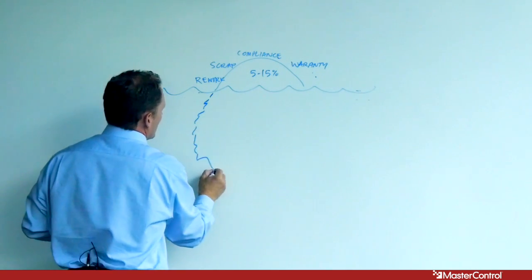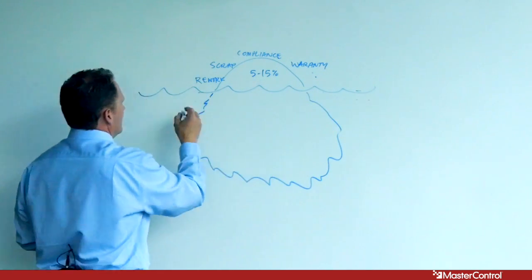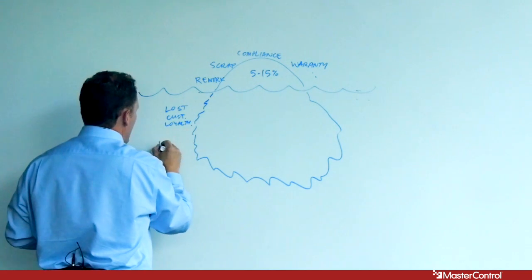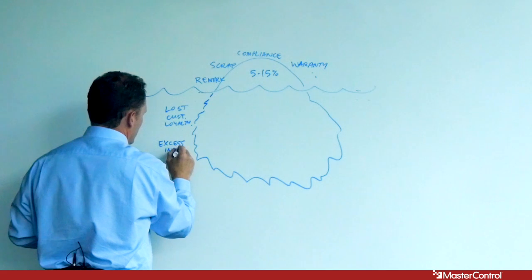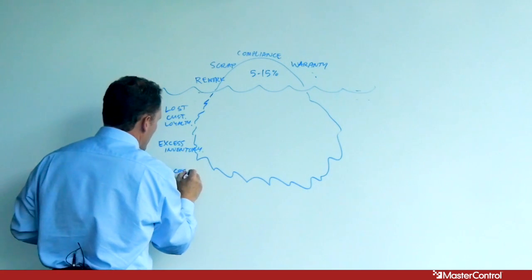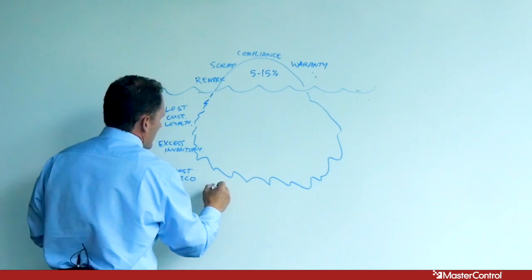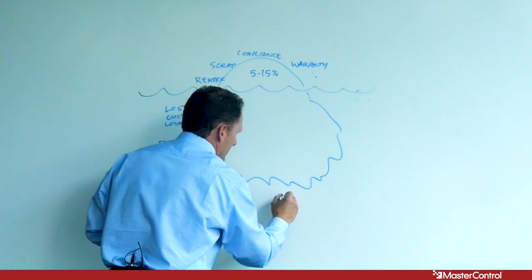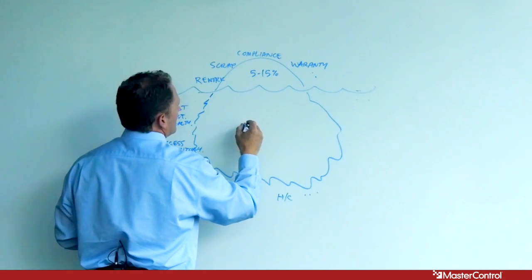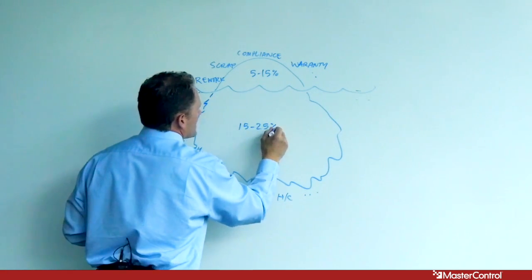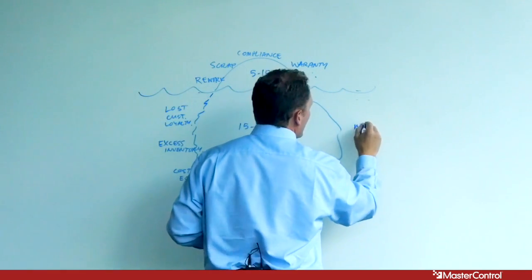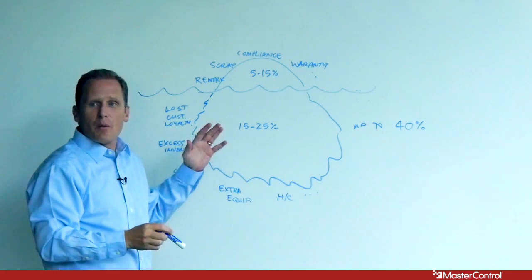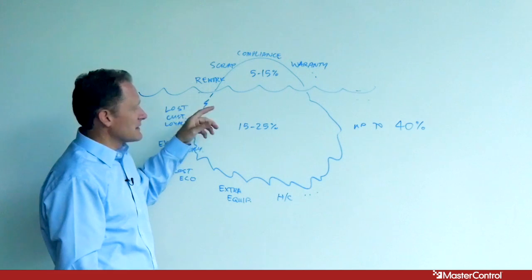Underneath this iceberg, under the water, is a much larger problem. There's lost customer loyalty. There's excess inventory. There's the cost of engineering change orders. There's extra equipment. There's extra headcount. And we can go on. This is usually 15 to 25% of a company's revenues. That's huge. So altogether, this can be up to 40% of a typical company's revenue. That's huge. The only way to fix this is in design. You can't fix this after the fact.